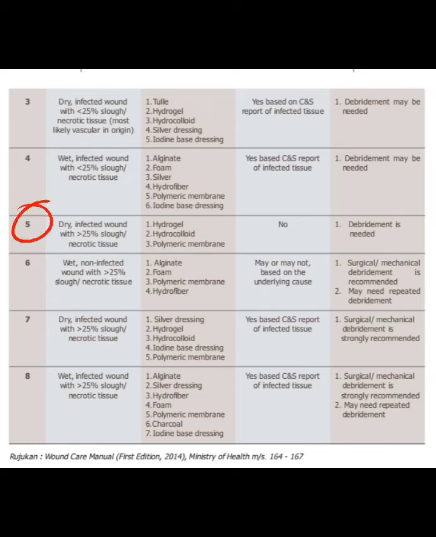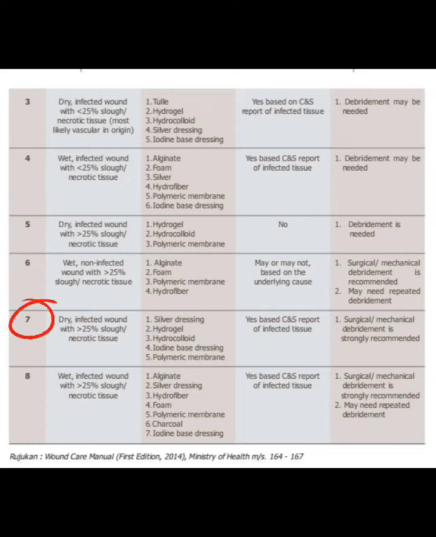Wound type 5 is a dry, non-infected wound, but the slough and necrotic tissue is more than 25%. Hydrogel, hydrocolloid, or polymeric membrane advanced dressing is needed. For type 5, there is no antibiotic needed. For wound type 6, it is a wet, non-infected wound, but with more than 25% slough and necrotic tissue. Alginate, foam, or hydrofiber advanced dressing can be used. Antibiotics may or may not be needed based on the underlying cause.